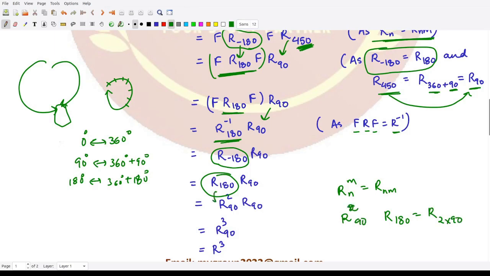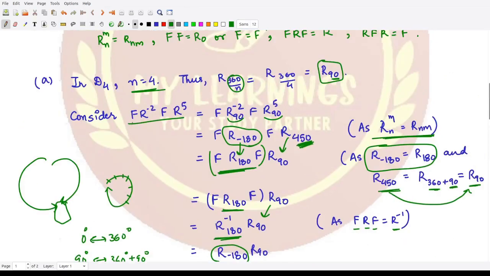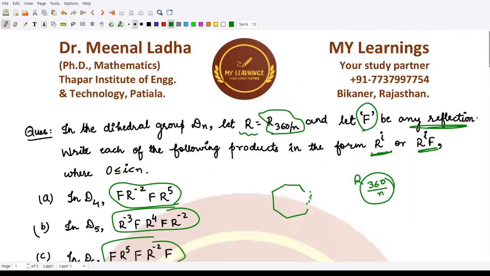So that is what we have done here. So you see, what is this? This is the cube of R90. And what is your R90? It is the smallest rotation. So you can write it as R cube. So we are successful in writing this expression as some power of R in this particular case.